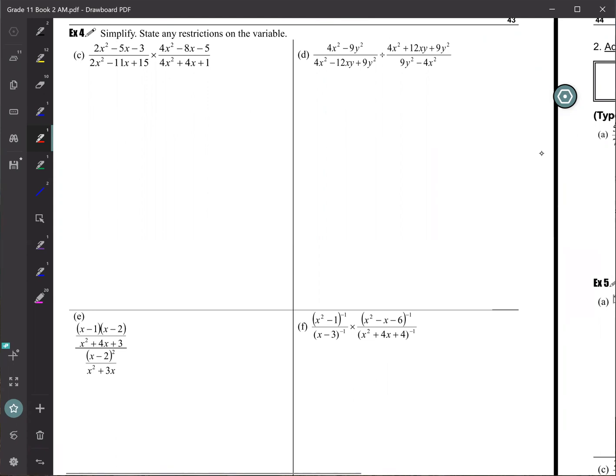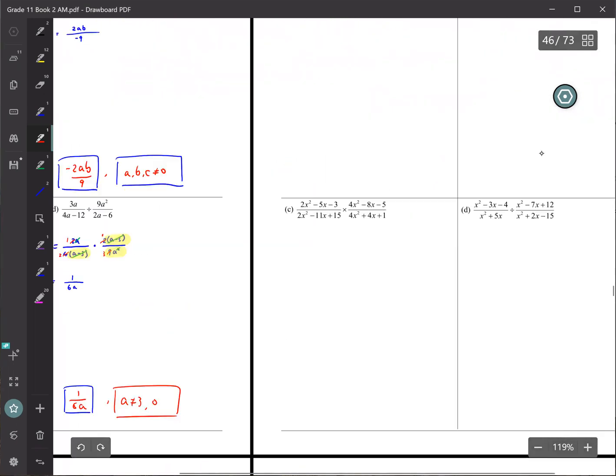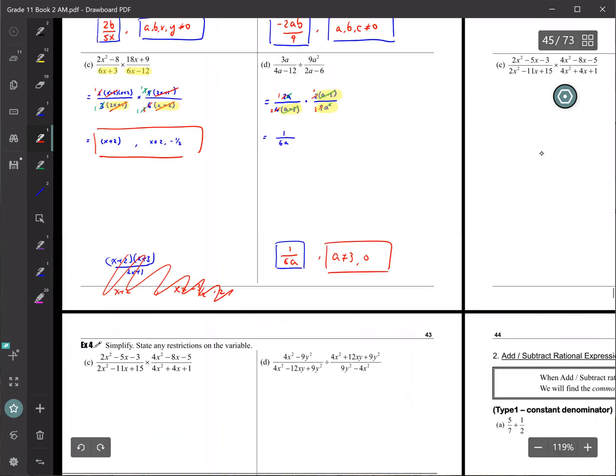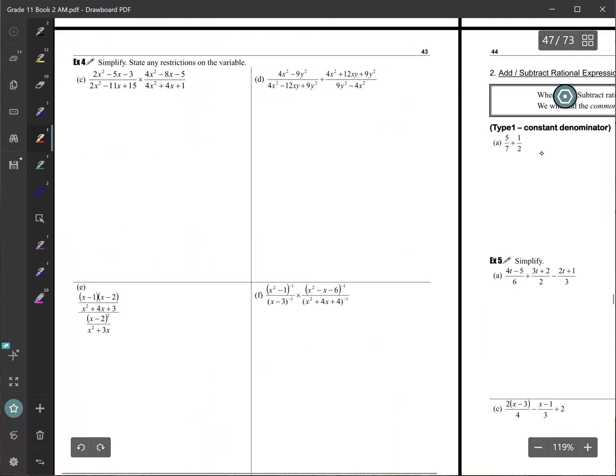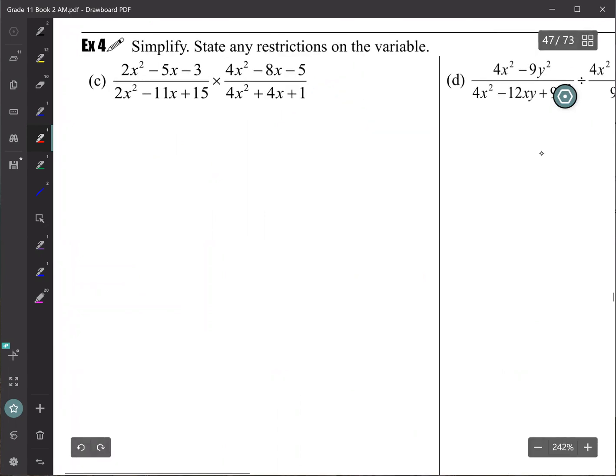So we'll go over these 4 questions together. And then if we still have time, you guys can work on page 42. If you can do these 4, then you should have no problem with the homework. Same thing, we can start by factoring.